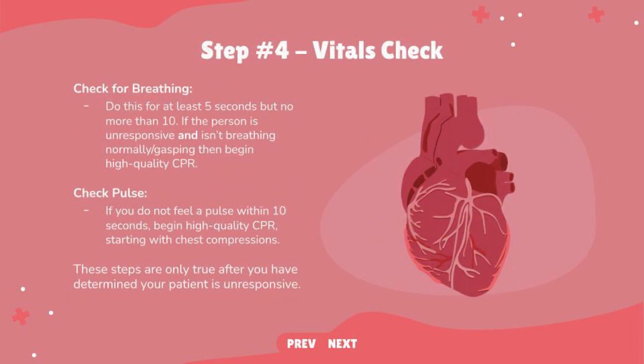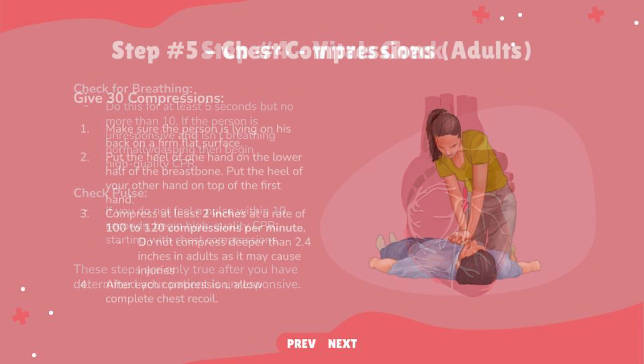At this point, you would have determined that you have an unconscious patient, but you would not know if they're in cardiac arrest or not. You would also be on the line with 911. Check for breathing for at least 5 seconds, but no more than 10. If the person is unresponsive and isn't breathing normally, or if they're gasping, then begin high-quality CPR. Next, check the pulse. If you do not feel a carotid pulse within 10 seconds, begin high-quality CPR, starting with chest compressions. Remember, these steps are only deemed true if you have determined that your patient is unresponsive.